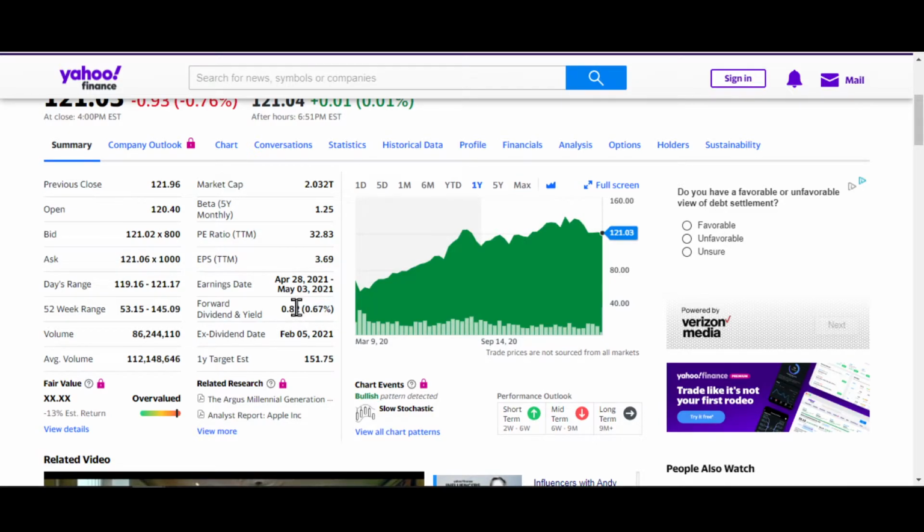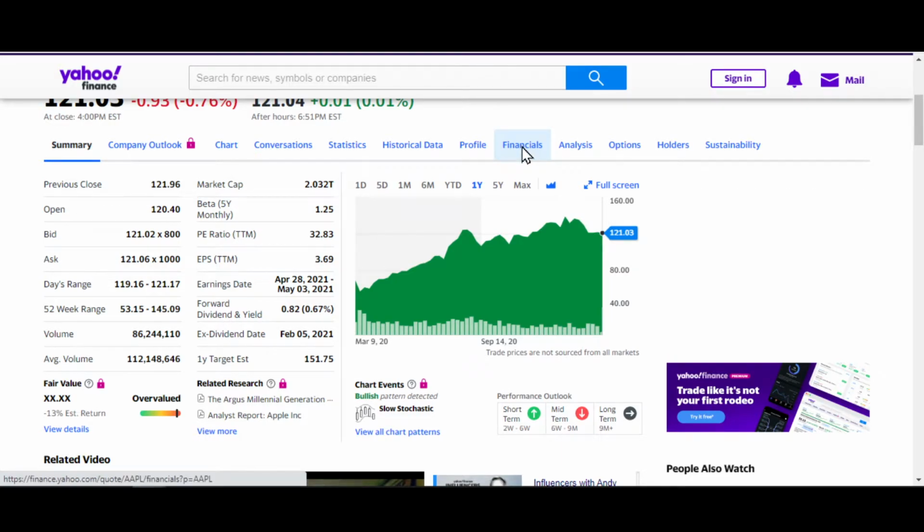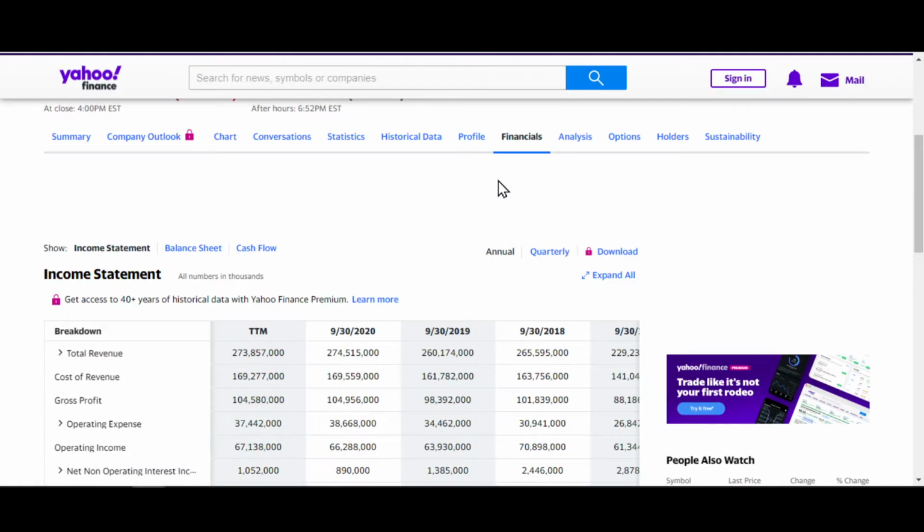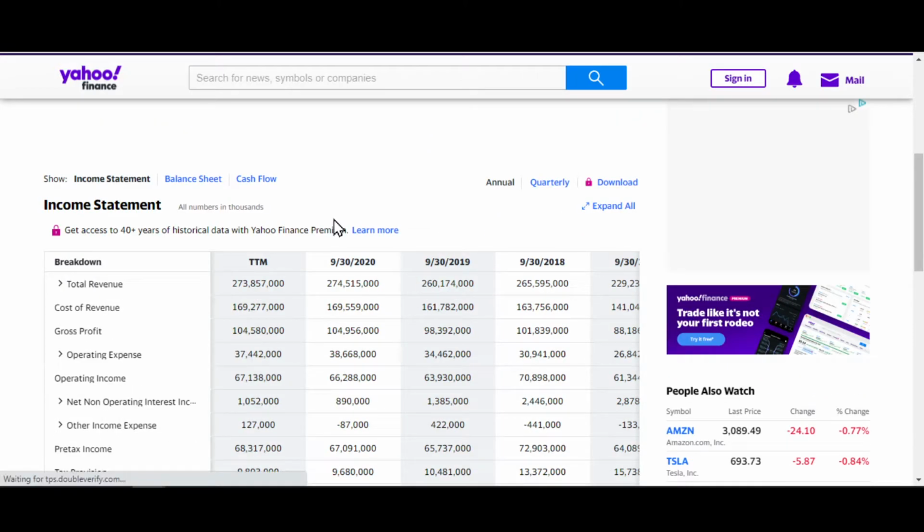Now, how do you know if that's the case? Because this information is very basic. It doesn't really tell you about the underlying fundamentals. Where do you go for that? On Yahoo Finance, what I do is I come right here to where Financials is, at the top center of the screen. Click Financials, and it will take you to this page.